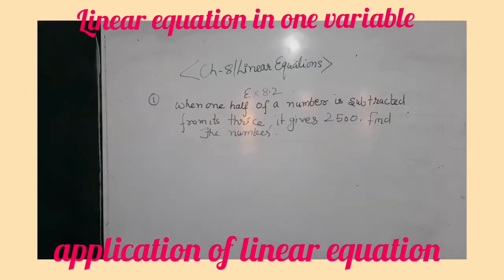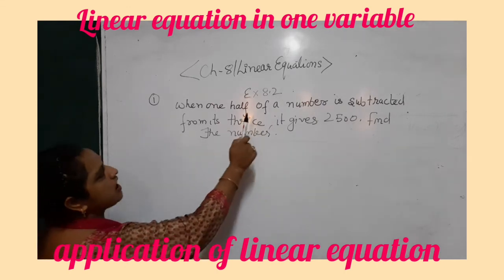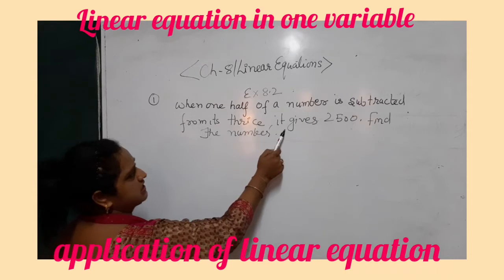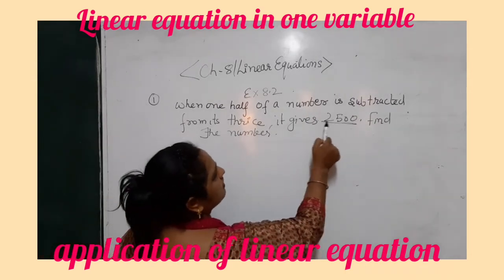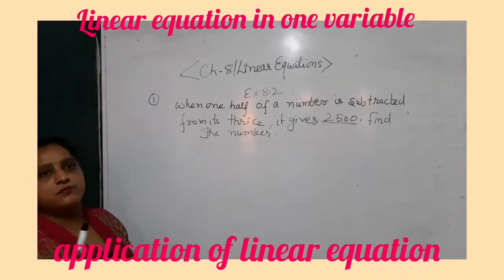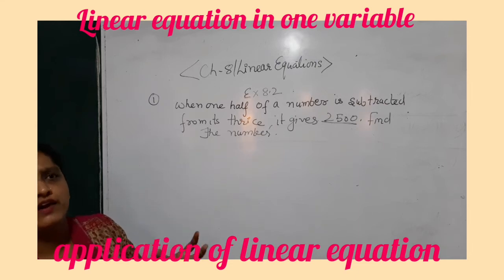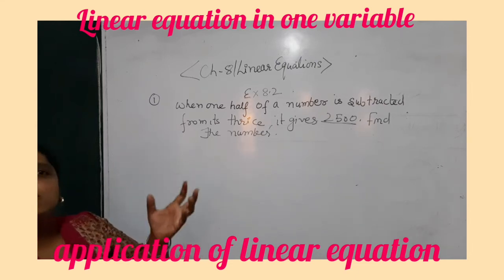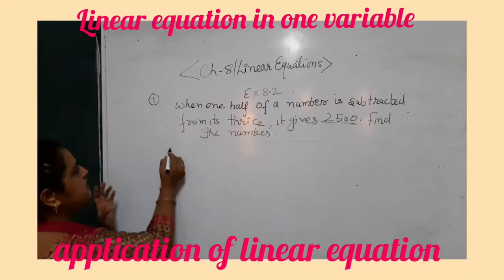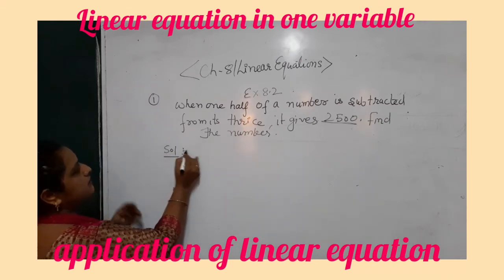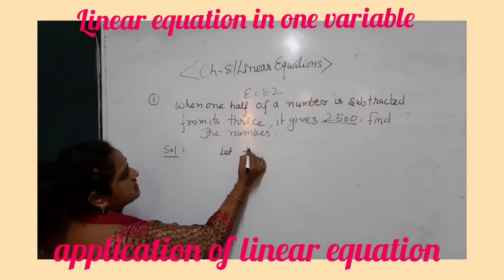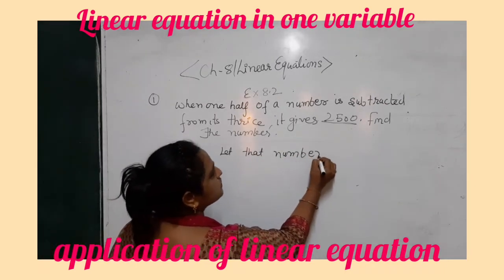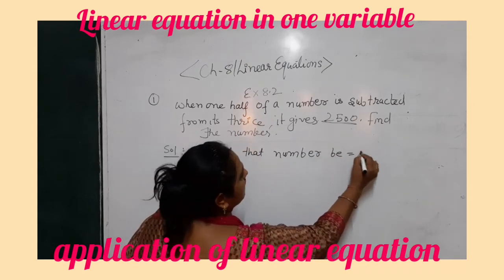Now this is the statement. When 1/2 of a number is subtracted from its thrice, it gives 2500. Find the number. Firstly, what will we do here? We have to suppose that number. Firstly, let that number be x.